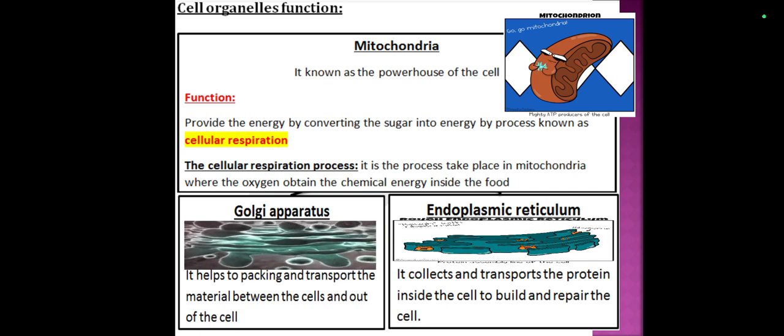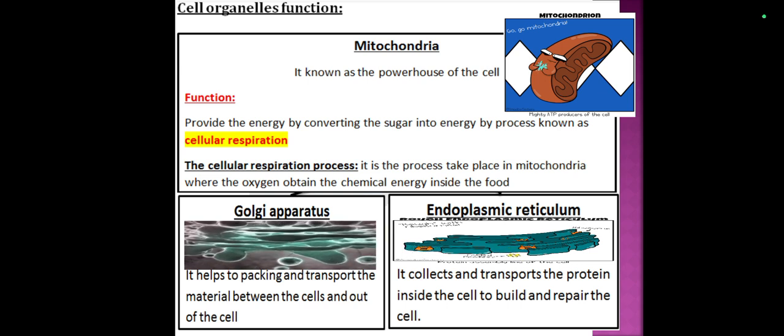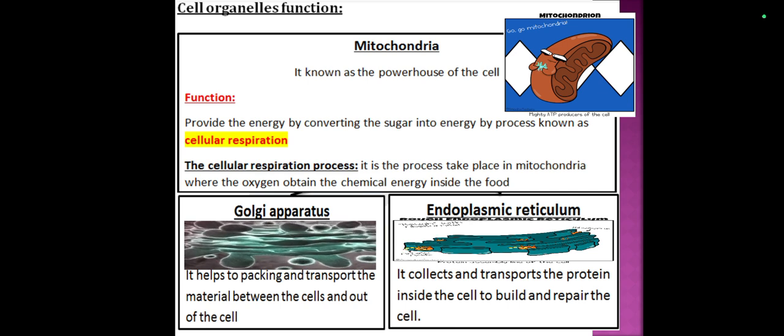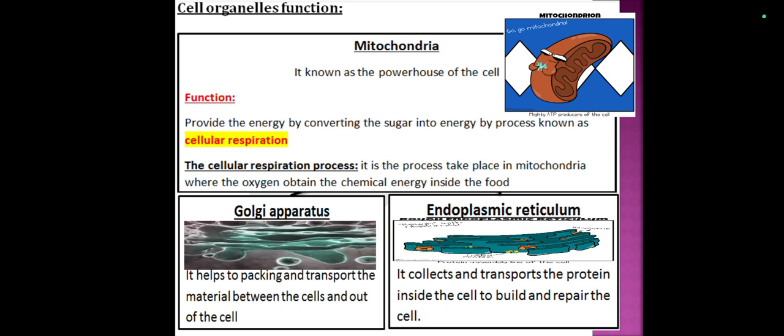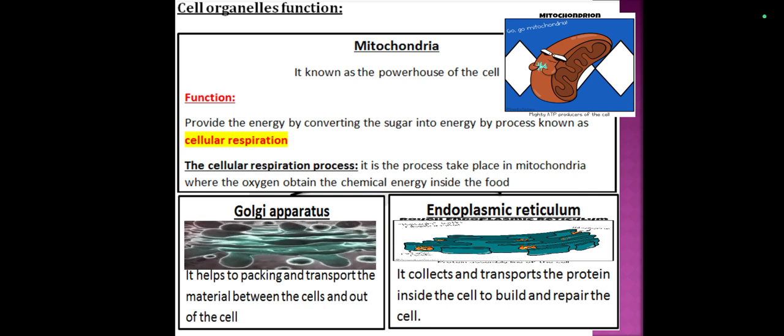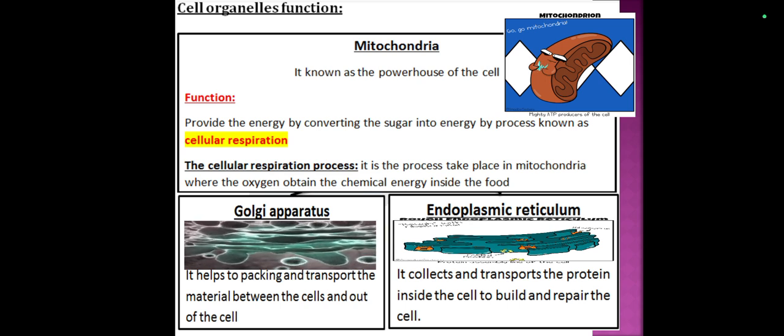Also, we have an organelle called the Golgi apparatus, which helps to pack and transport materials between the cells and out of the cell. The endoplasmic reticulum is responsible for collecting and transporting the proteins. Can you see these orange parts on the blue one? These are the proteins. It collects and transports the proteins inside the cell, and is also used for building and repairing the cell.